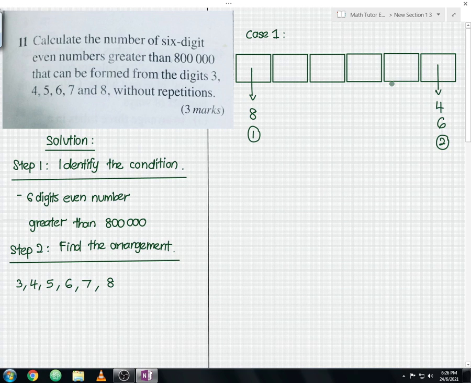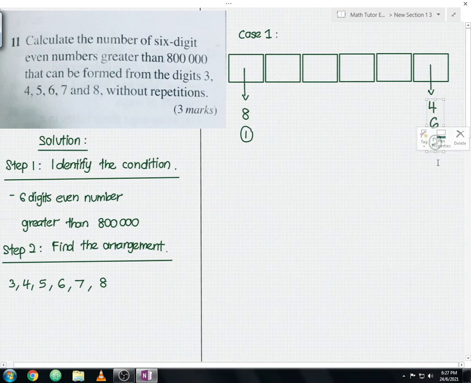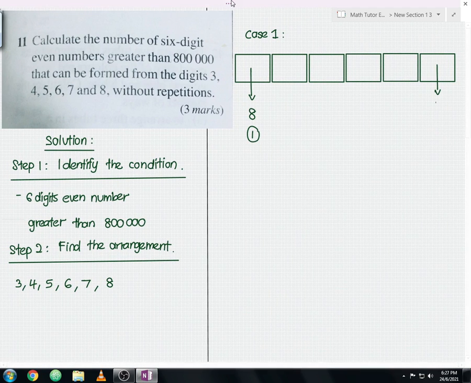For case 1, I'm going to start with number 4 in the last digit, and then continue with case 2, where the number at the last digit will be 6. So from here, this is our case 1. Let me underline this.